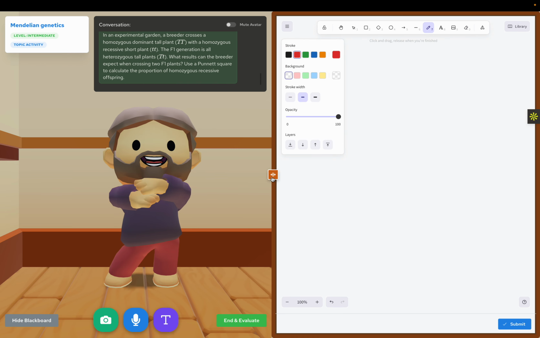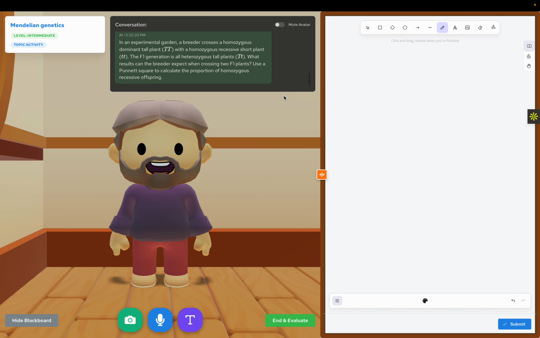In an experimental garden, a breeder crosses a homozygous dominant tall plant, represented by TT, with a homozygous recessive short plant, represented by tt. The F1 generation is all heterozygous tall plants, represented by Tt. What results can the breeder expect when crossing two F1 plants? Use a Punnett square to calculate the proportion of homozygous recessive offspring.